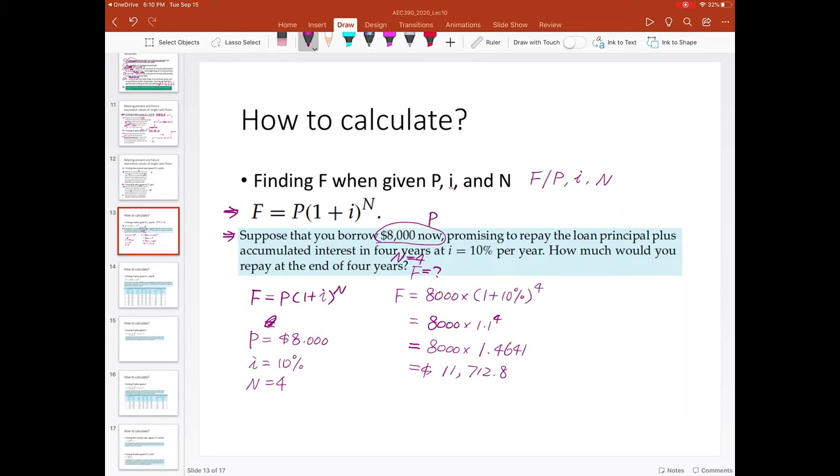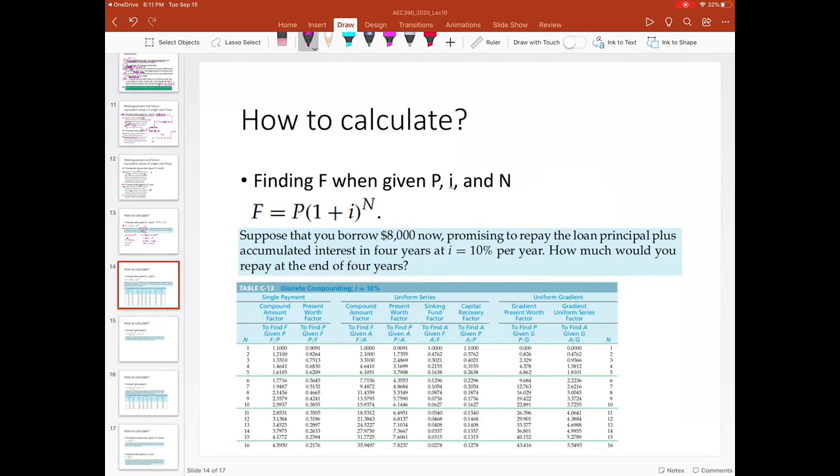What is your cash flow? You borrow 8,000 now, and you have to calculate the interest every year for 4 years at I equals 10%. That's your cash flow. How do you convert all of this to the future value? Well, this is how you do that. You use this equation.